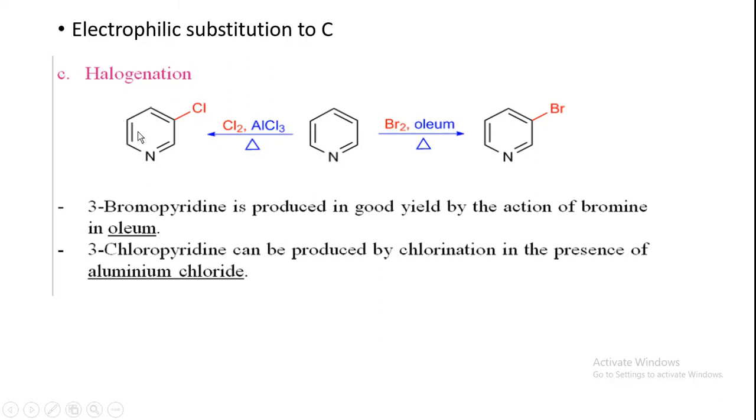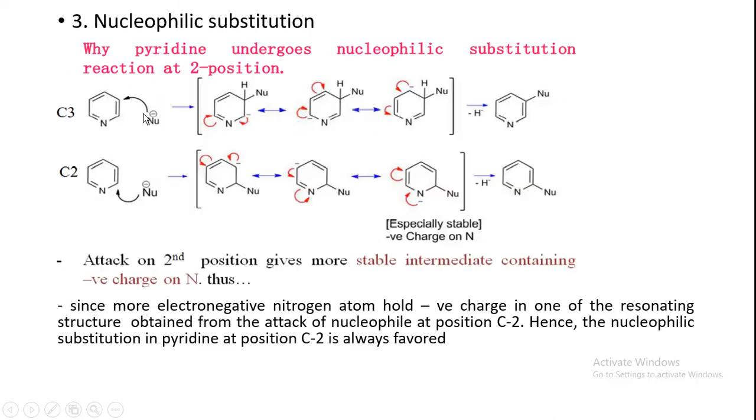Okay, this product can be produced by chlorination in the presence of aluminum chloride. So if you do chlorination in the presence of aluminum chloride, it will give 3-chloropyridine. Okay, so those are the two halogenation reactions I have given. So this is pyridine, you do bromination in the presence of oleum, so it will be 3-bromopyridine, and chlorination in the presence of AlCl3 will give 3-chloropyridine.